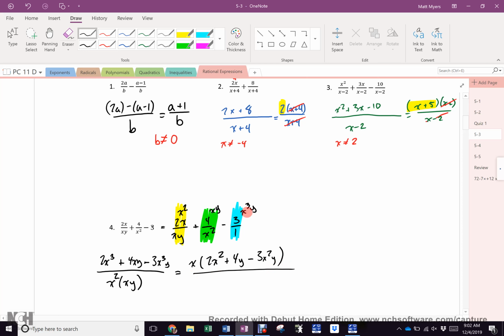What's coming out of this? Can I bring an x out? Leaving me with what? X squared y, yes? What do you see here? Cancel. Am I done? Does that factor anymore? Does that factor anymore? Am I done? There's no more simplifying to do, right? Okay.